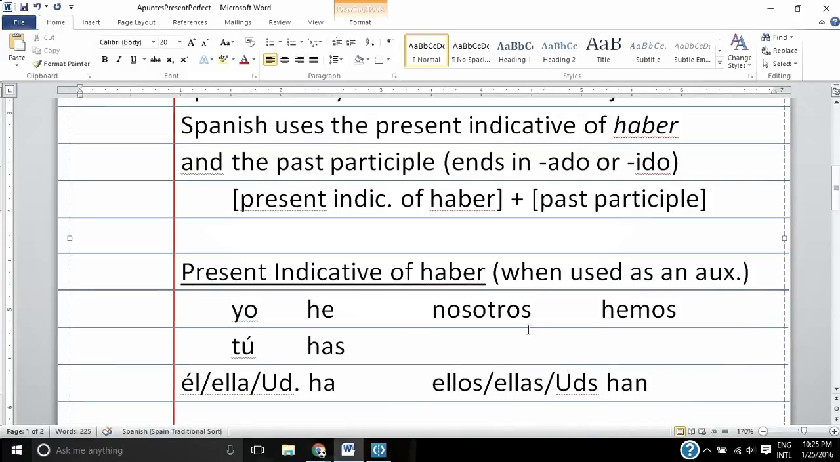And yes, I know you're tempted to say he, has, ha, and han. That's okay if that helps you remember them, but please, when you say it out loud, don't embarrass yourself. It's pronounced e, as, a, emos, an. Remember, H's are silent in Spanish.